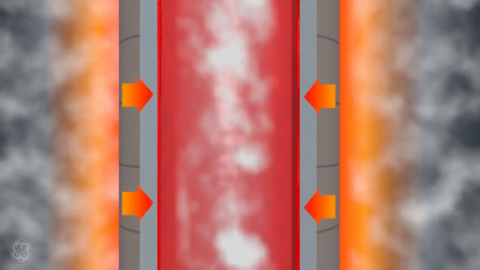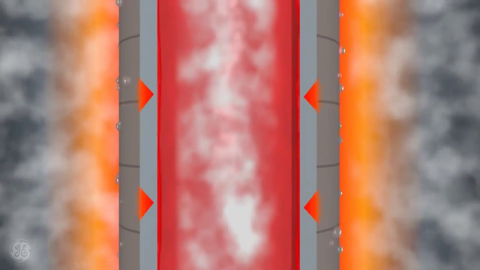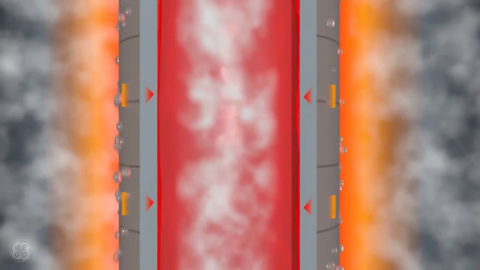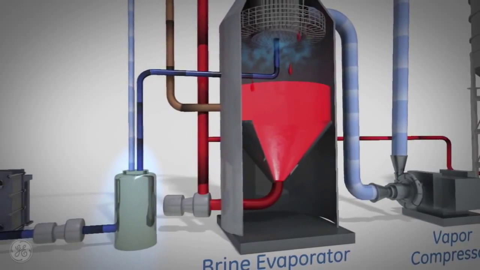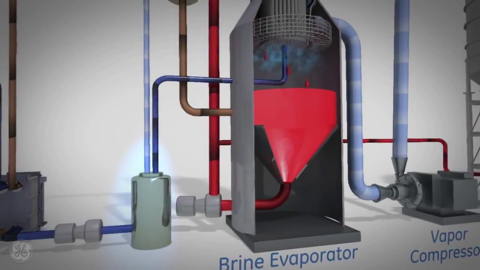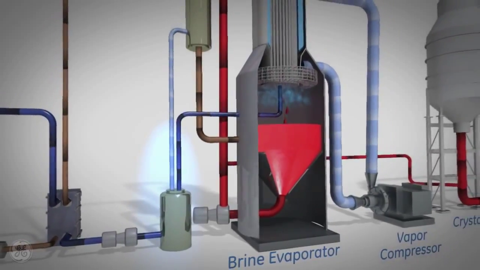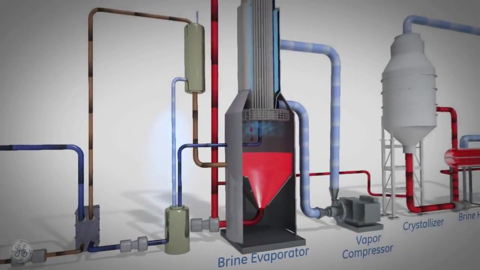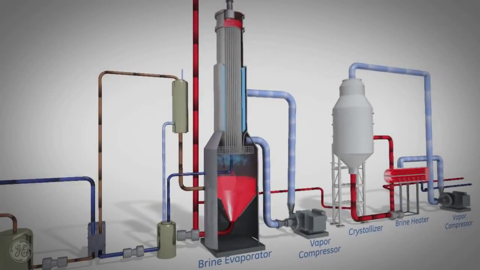The vapor condenses on the outside of the vertical tubes. The condensed vapor flows down the outside of the heat transfer tubes and is recovered as distillate. The distillate flows to the distillate tank and then is pumped through the heat exchanger. The hot distillate is cooled to heat incoming feed water. The cooled distillate is available for reuse or recycle.